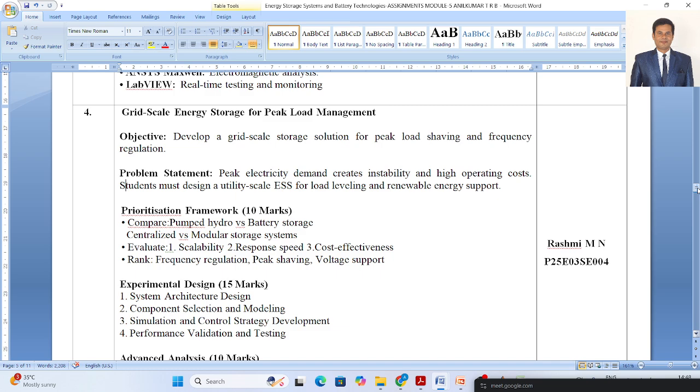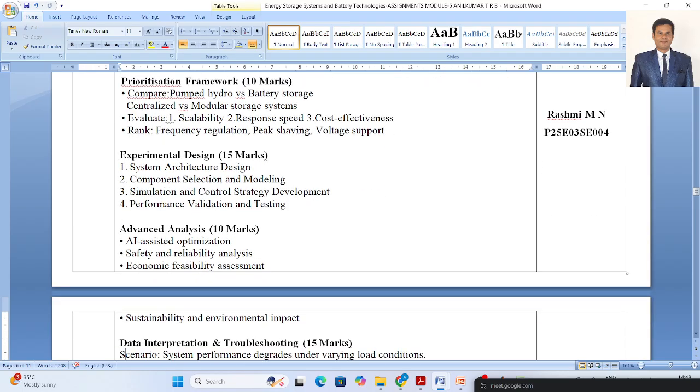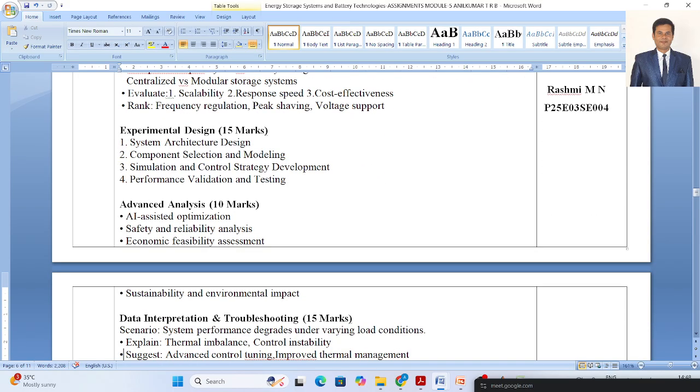Check how it is incorporated in actually scaling the energy storage for satisfying peak load management, and also evaluate the scalability. If the load comes, what scalability can you do, how are you going to improve it? Also see the cost effectiveness, and develop the response time of your energy storage. When the peak load comes, the ESS has to respond, right? And also check peak shaving and frequency regulation.